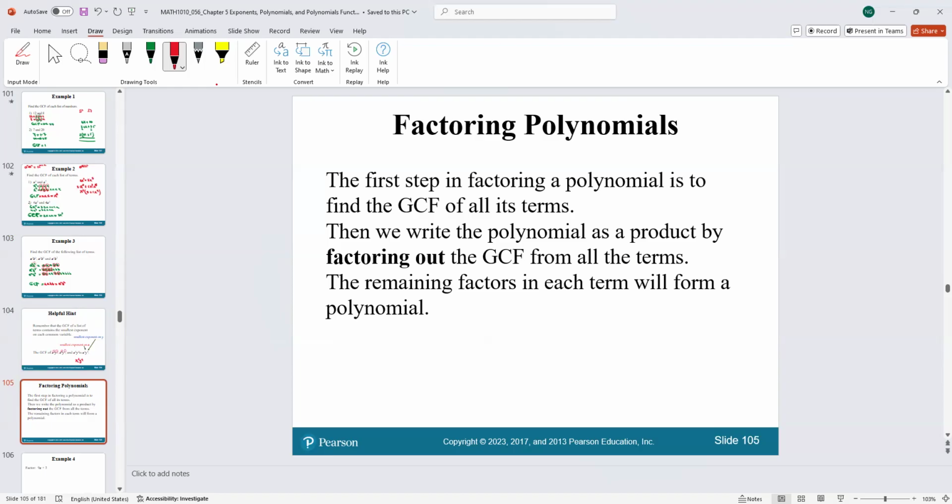Then we need to write the polynomial as a product by factoring out the GCF from all the terms, okay? So the remaining factors in each term will form a polynomial. So that's what we're planning on doing. Okay.